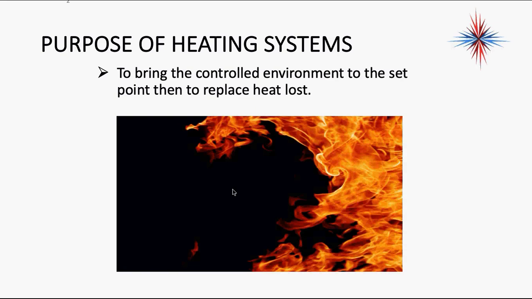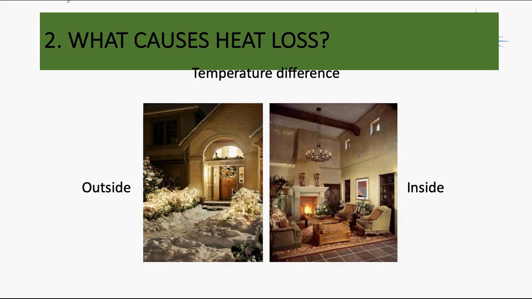So the purpose of a heating system is to bring the controlled environment to the set point and replace heat lost. We have to bring it up. Let's say your thermostat's set at 72 degrees. That's easy. I can add enough heat to give you 72 degrees. What's not easy is that I have to replace the heat that's going out through the building walls. So I not only need to heat the interior space, I need to understand the heat that's going through the walls and windows and everything else like that. That's why our furnaces have to be sized very specifically to the building it's in.